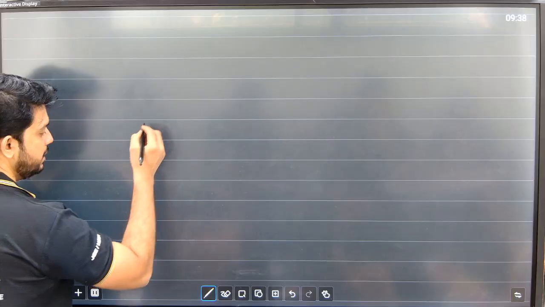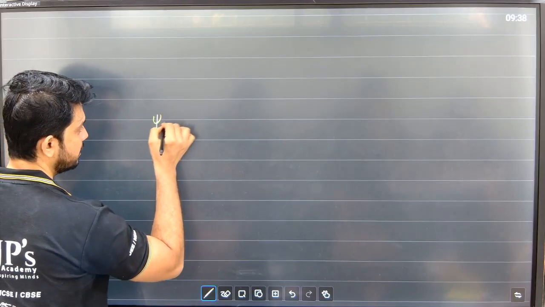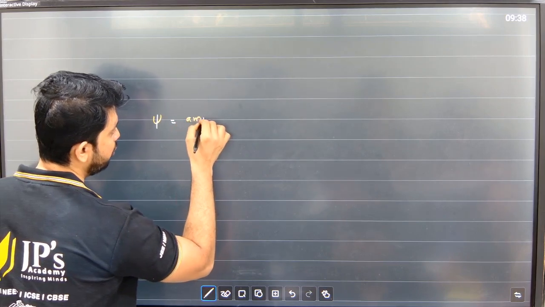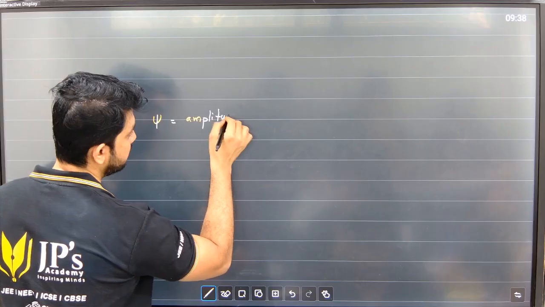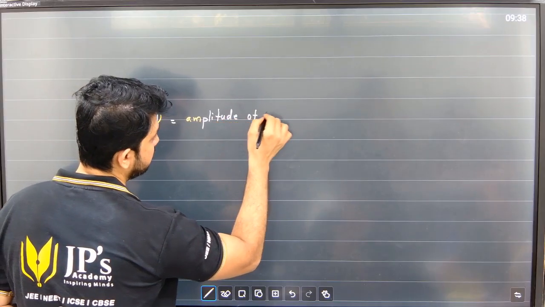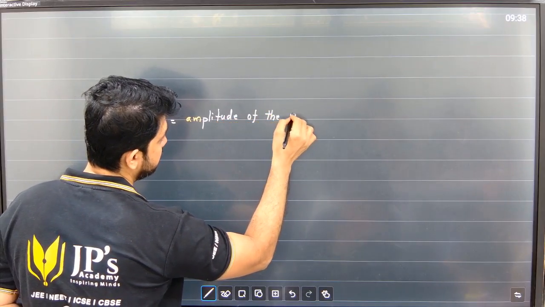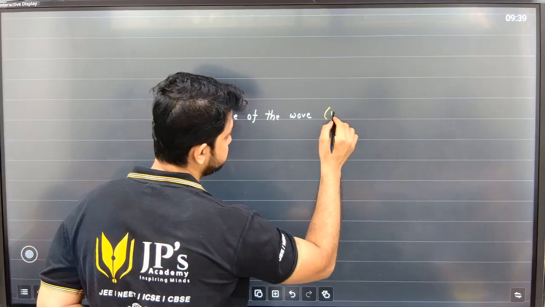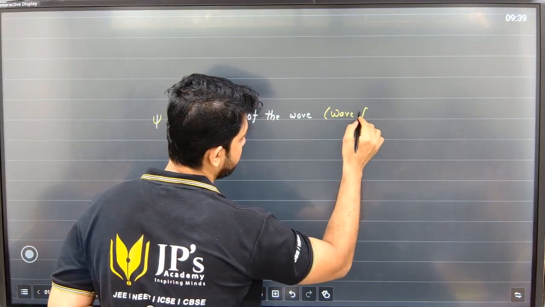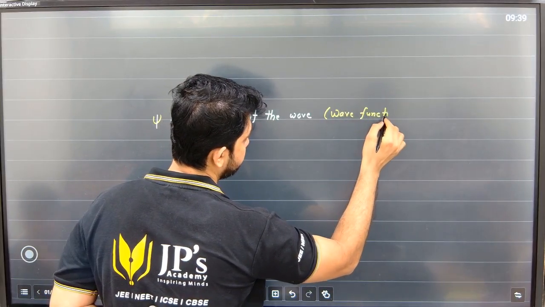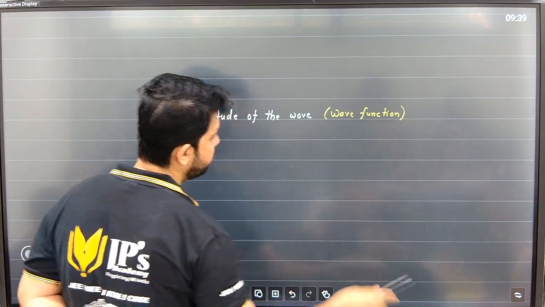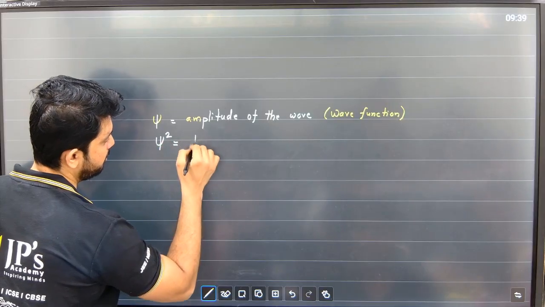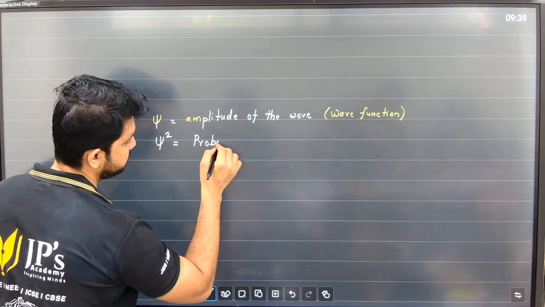Now, can someone tell me what was psi? Wave function या amplitude of the wave. हम वेव फंक्शन भी बोलते हैं साई को. And people go to psi squared, probability density function.